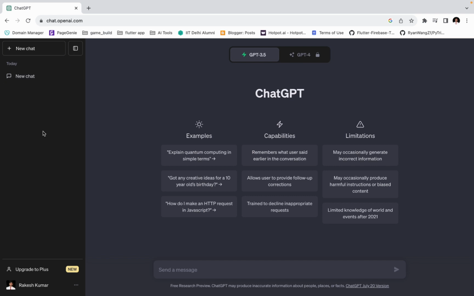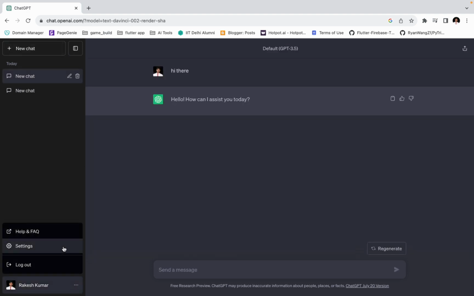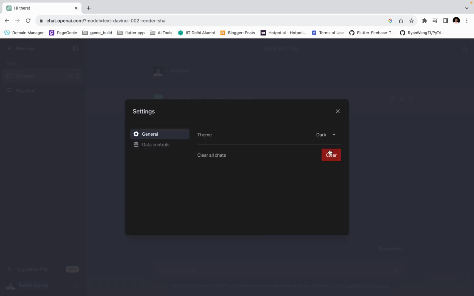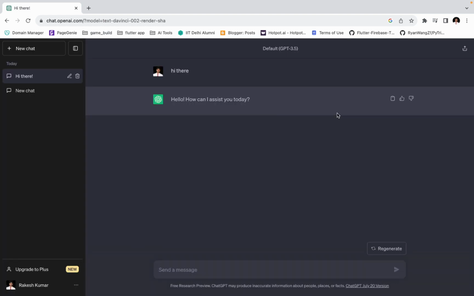The second one is the left sidebar in which you can see the multiple chats. So you can create multiple chats at a time. And then the third one is your settings. Click here in settings, you can clear all chats together, and there is data control and security.